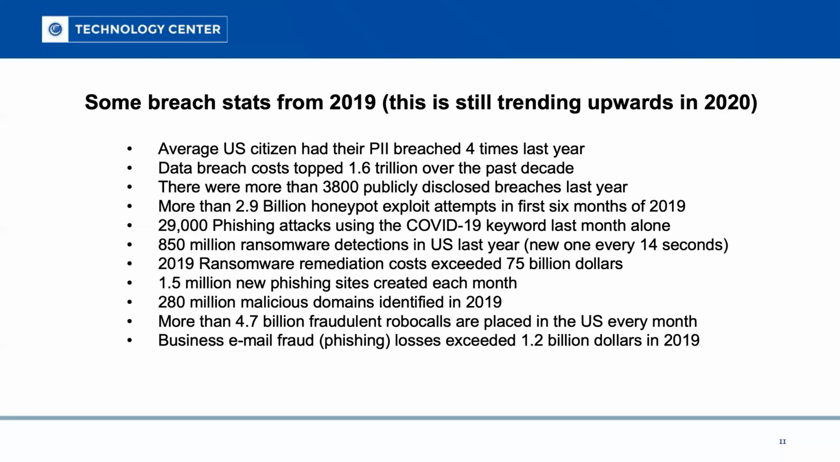Business email compromise losses cost US businesses $1.2 billion in 2019. This was mostly from socially engineered and targeted spear phishing of accounts payable personnel with fraudulent invoices or bank routing data.